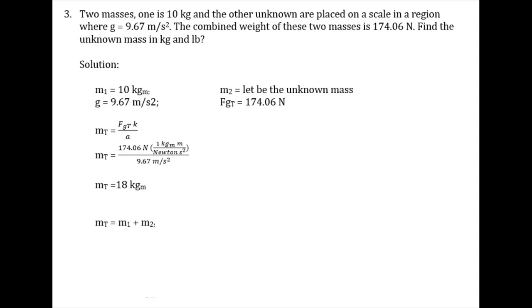Total mass is equal also to the sum of mass 1 and mass 2. Thus, we can solve mass 2. So mass 2 is equal to the difference of the total mass and mass 1, which is equal to 8 kilograms mass. Converting it to pounds, so we have 17.64 pound mass.